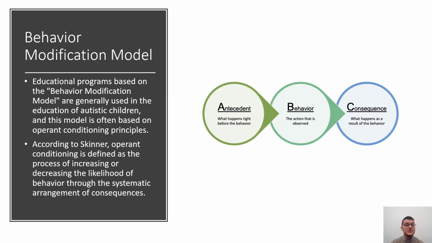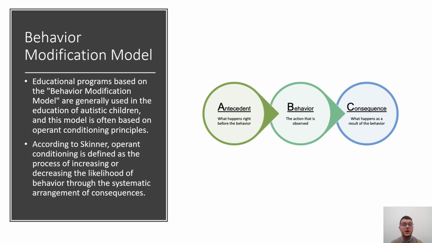Let's get started with the behavior modification model. Educational programs based on the behavior modification model are generally used in the education of autistic children, and this model is often based on operant conditioning principles. According to Skinner, operant conditioning is defined as the process of increasing or decreasing the likelihood of behavior through the systematic arrangement of consequences.